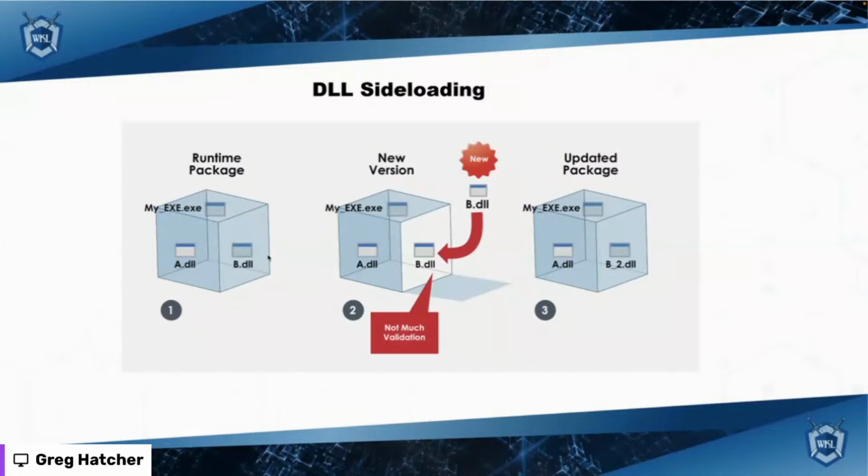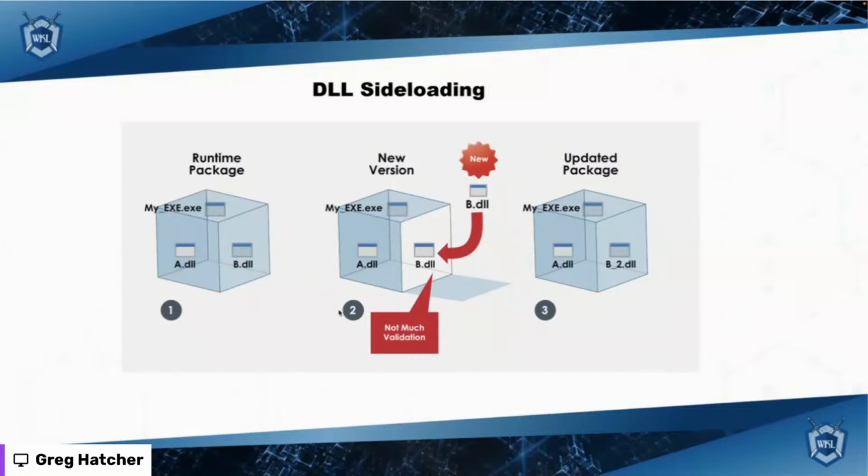Cool. So this is the end state. We have this binary called myexe.exe. And there are some DLLs inside of it that export functionality to this executable, ADLL and BDLL. And then there's the new version where we sideload our BDLL into the binary, which has all of our malicious functionality. And then when myexe.exe runs, our DLL fires.